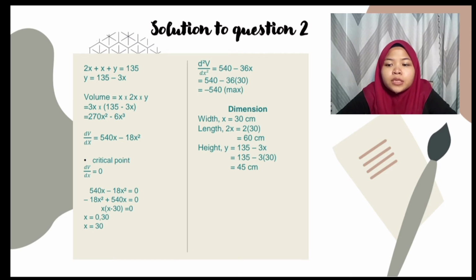The dimension of the baggage: with x equal to 30 cm, the length 2x equal to 2 times 30 and get 60 cm, and the height y equal to 135 minus 3x, and substitute the value of x, we will get 45 cm.